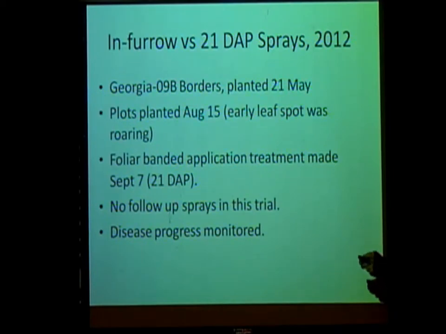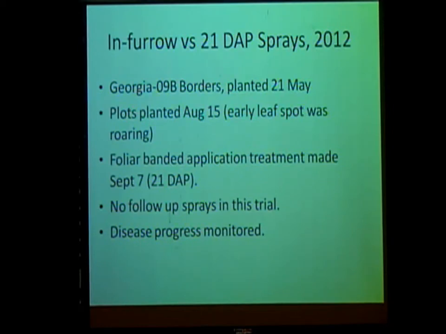We used Georgia 09B, which we just talked about, among the more susceptible varieties we've got now in terms of leaf spot. We planted our borders on the 21st of May, which is late by historic standards and puts us into a higher risk from leaf spot just in itself. But we waited and planted our plots on the 15th of August when early leaf spot was already roaring. We had no hope of taking these to yield. We just wanted to see what these early season applications would do on leaf spot development.